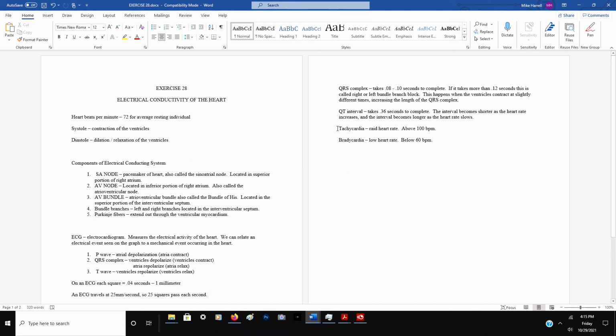A couple other terms here. Tachycardia is a rapid heart rate. Generally, anything above 100 beats per minute falls into this category here. And then bradycardia, an unusually low or slow heart rate, generally is anything below 60. So there's just a little introduction to our electric conducting system of the heart. We'll look at this a whole lot more in other videos.